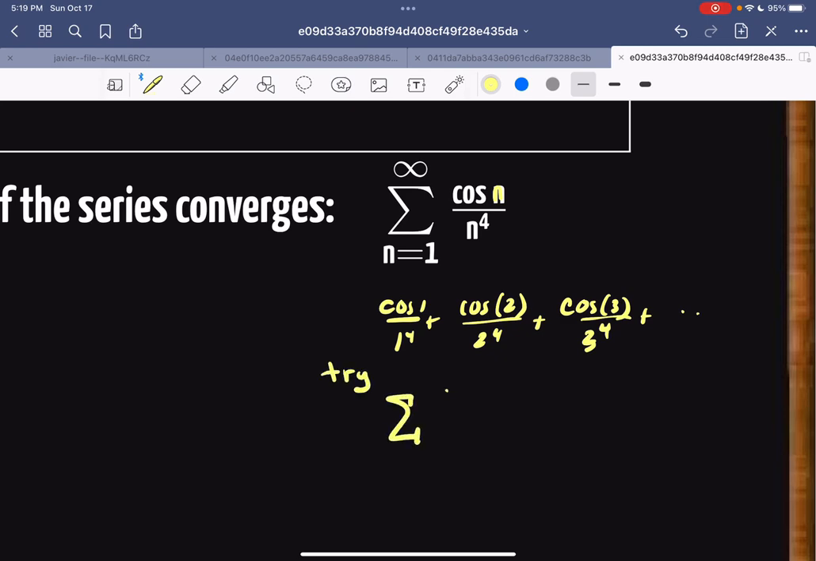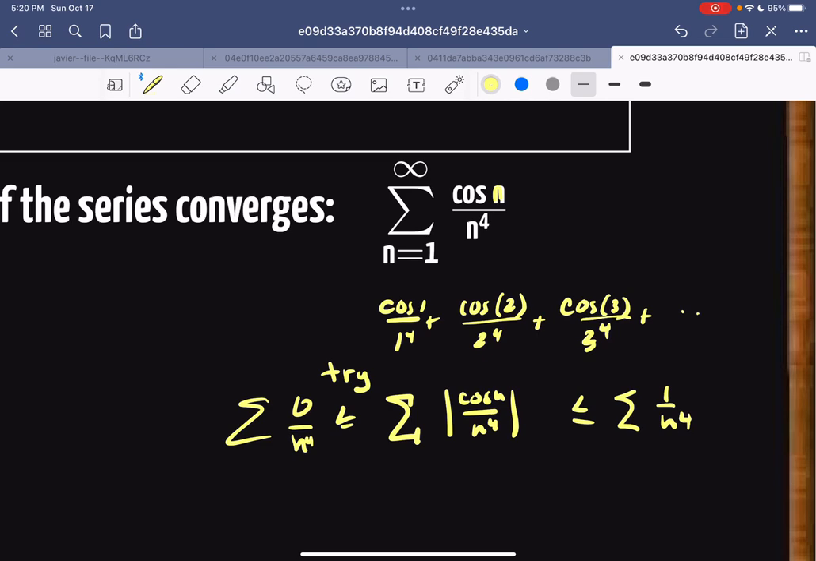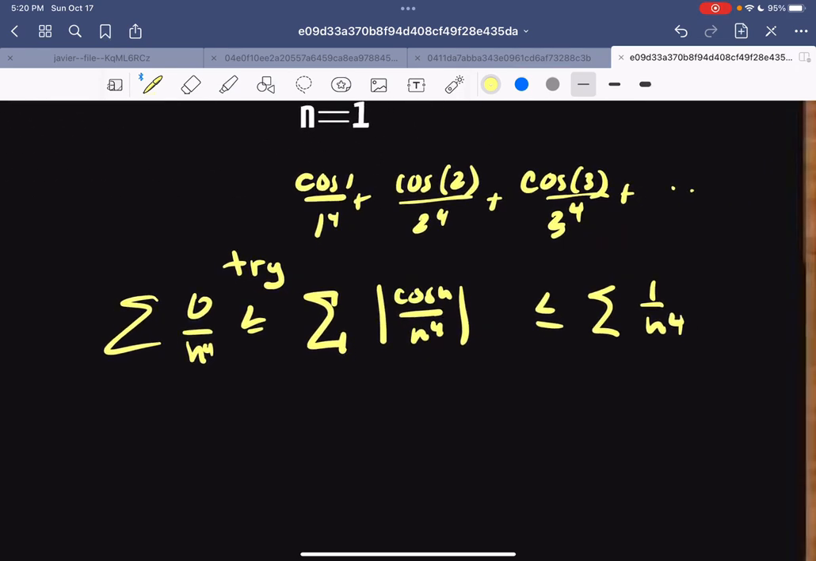So what we do is we consider the absolute value here, the absolute value of cosine of n all over n to the fourth. And what can we do with that one? Well, we know that guy is less than or equal to 1 over n to the fourth. Why? Because the cosine of an integer is always, in absolute value, smaller than 1. And I know that n is also greater than or equal to 0 all over n to the fourth. And so by using the direct comparison test, I know that this one converges, for example, by integral test.